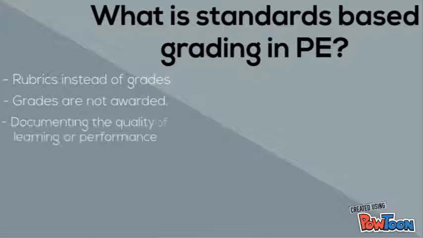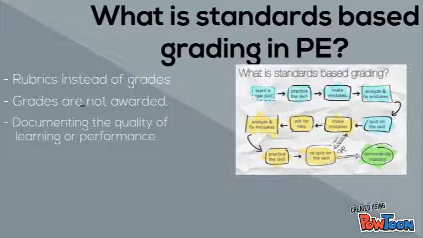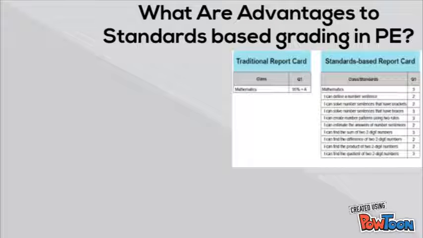So what is standard-based grading in PE? It's a system that uses rubrics instead of grades, does not award grades, good or bad, and documents the quality of learning and performance. These qualities alone make standard-based grading better than traditional-based grading. So what are the advantages of the standard-based grading system?